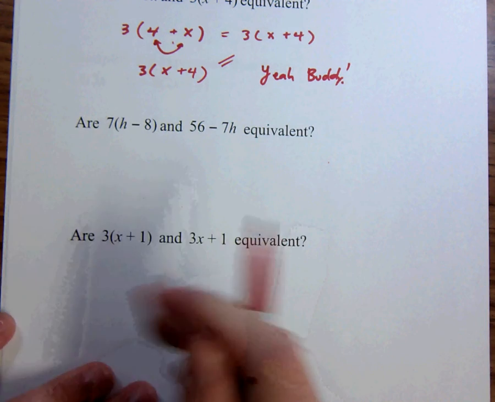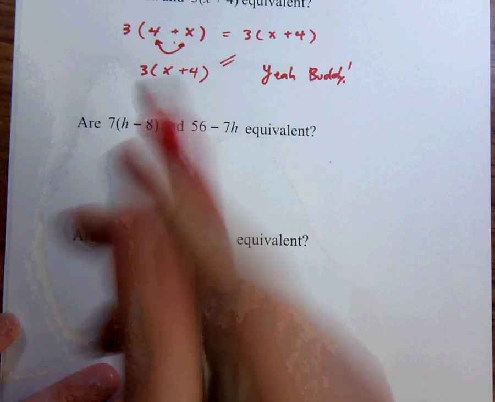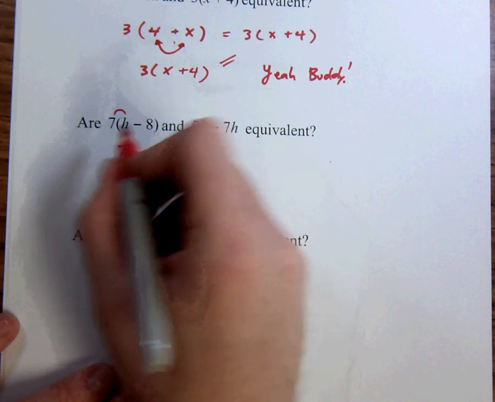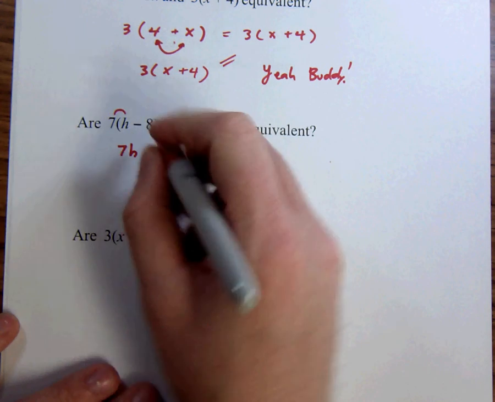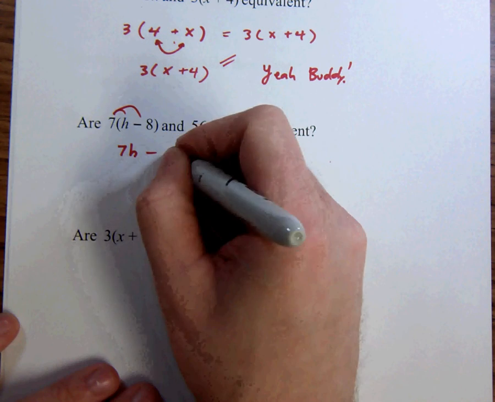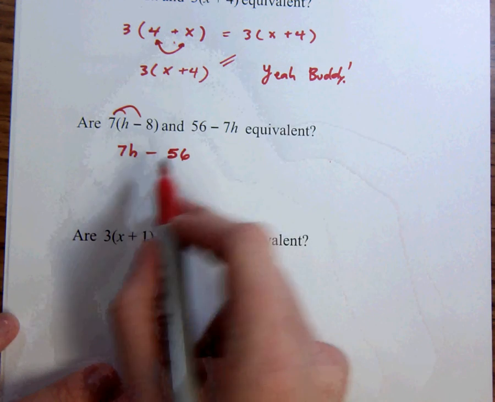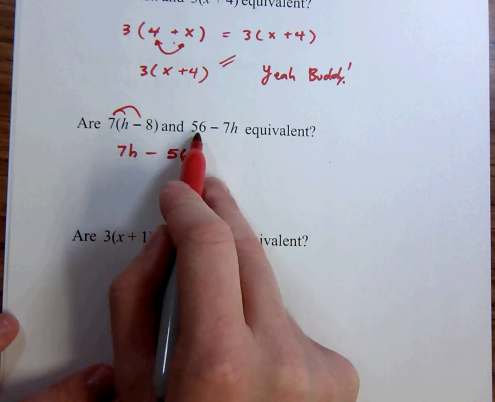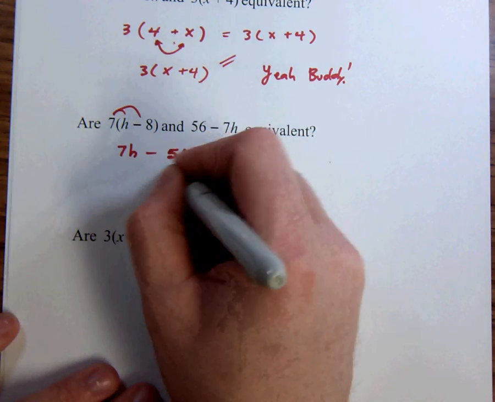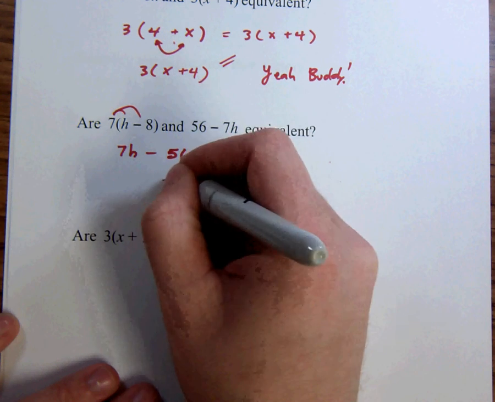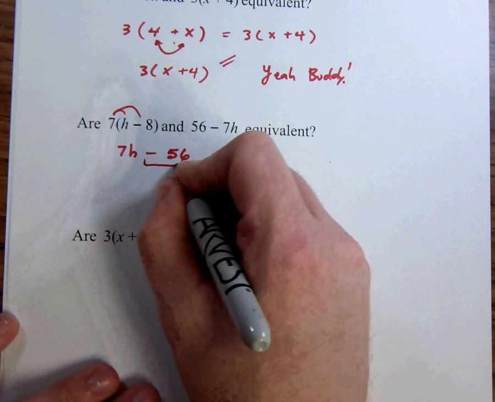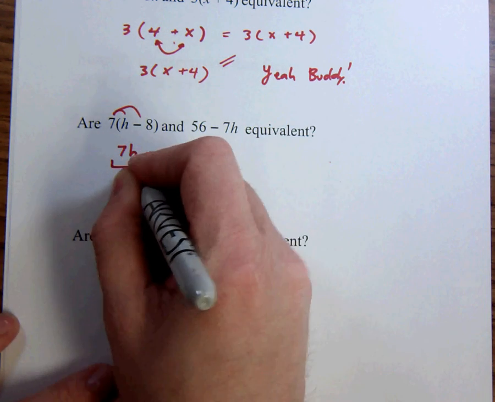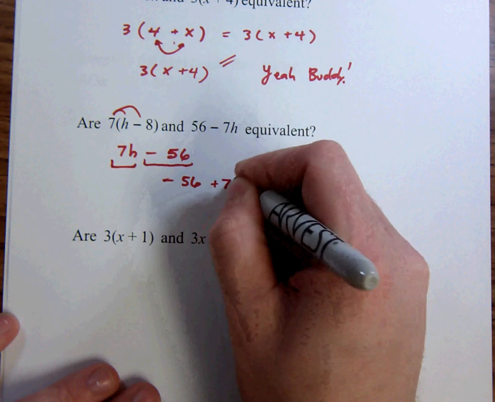Now, are these equivalent? So this time I'm expanding. So 7 times h is 7h. And then 7 times, that's a negative, 7 times 8 is 56. So we're saying, is this the same as this right here? So 56 is in the front, so let's put the 56 in the front here. And so the whole term is negative 56, and this whole term is a positive 7h.